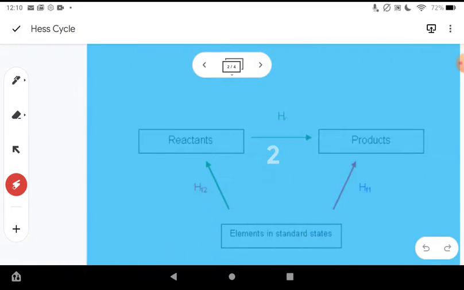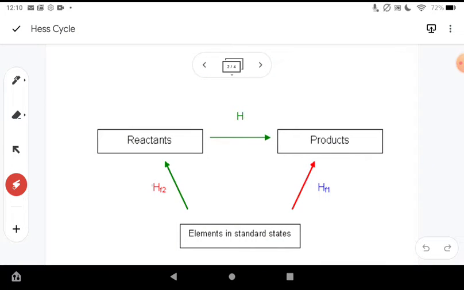The idea of a Hess cycle is that it doesn't matter what way you get from the reactants to the products, the energy is always going to be the same. So this pathway will have the same energy change as this pathway, and the same as this pathway. And this one here can't be measured directly.